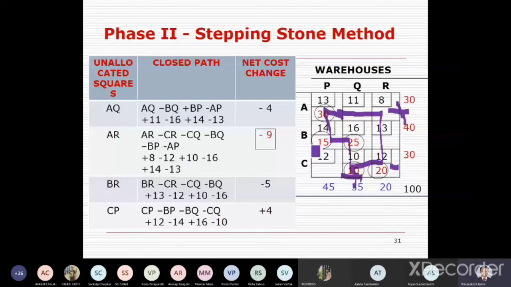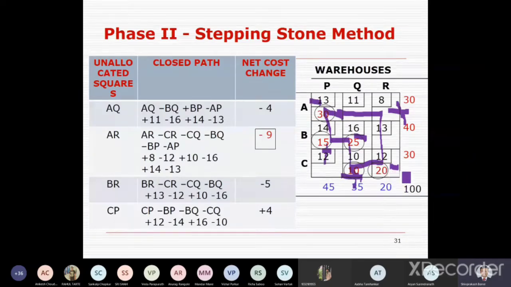For this AR, this was the closed loop. Here it is, plus minus, this is plus and that is minus. So here now we have to check at the minimum corner, so this is the positive corner and this is the negative corner. At the negative corner, we check which are the minimum allocations available.